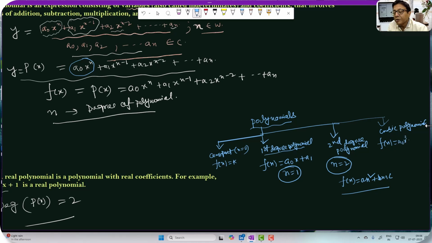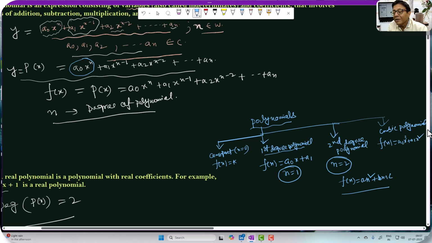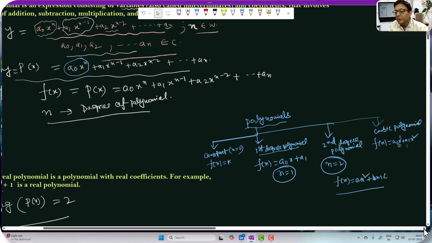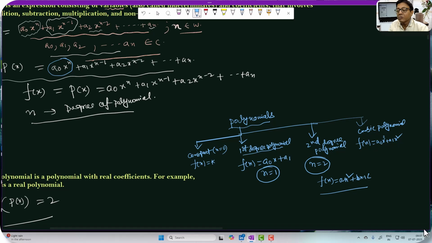a0 x³ + a1 x² + a2 x + a3, maximum 4 terms will be there. a3 may be 0, a2 may be 0, a1 also 0, but the leading coefficient can never be 0. In the same manner here also, a cannot be 0. Here a0 cannot be equal to 0.